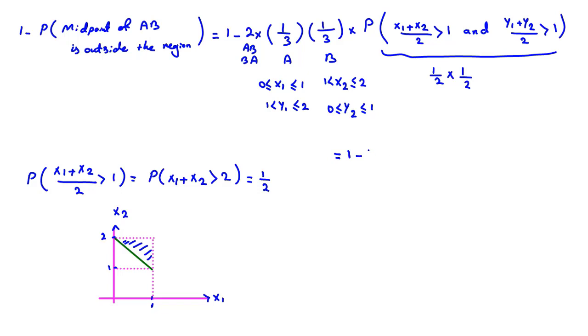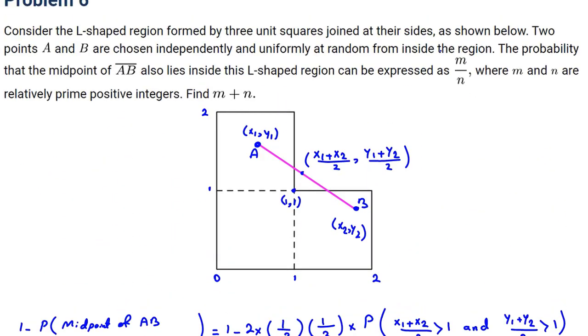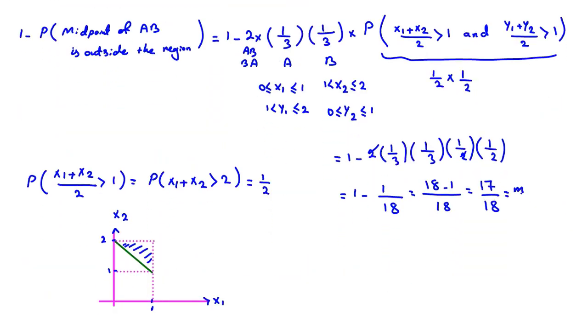So the answer is 1 minus 2 times 1 over 3 times 1 over 3 times 1 over 2 times 1 over 2. And we can cancel the 2 and 2. It will be 1 minus 1 over 9 times 2, 18. If we use a common denominator, it will be 18 minus 1, which is 17 over 18. And the problem says you can write it as m over n, find m plus n. So here, 17 and 18 are relatively prime. So the answer, which is m plus n, is 17 plus 18, which is 35.